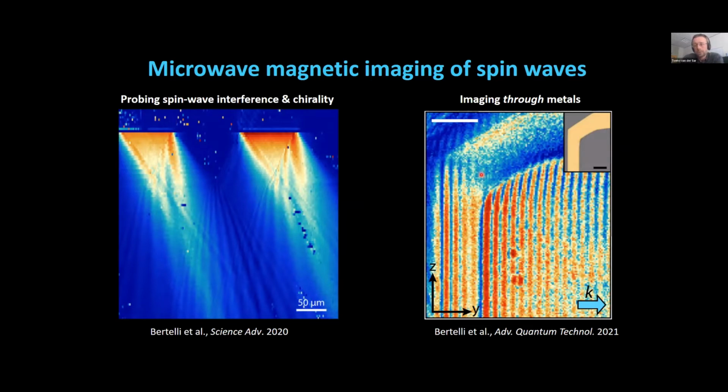On the right, I show a picture where we use NV centers to image the microwave magnetic fields of spin waves that travel below a metal electrode. Here on the right, you see an optical microscope image. It's a metal electrode, completely opaque to light. It's 200 nanometers thick. But the microwave magnetic fields actually penetrate very well through such metals. And we can look at the spin waves underneath such metal electrodes and therefore study the interaction with the metals.